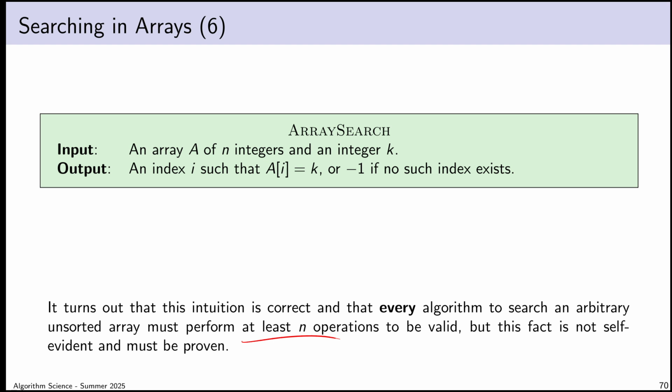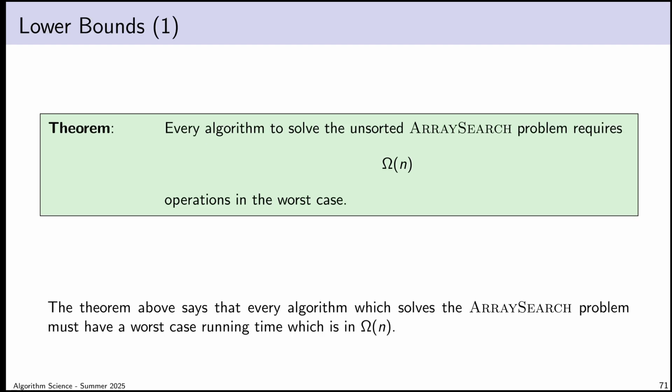When it's necessary to prove a fact like this, it's actually a very provocative statement. Saying something about every possible algorithm is a pretty big deal. We need to have a way of writing that claim down and proving it formally. Here is the theorem that I think encapsulates that claim. Every algorithm which solves the unsorted array search problem requires big omega of n operations in the worst case.